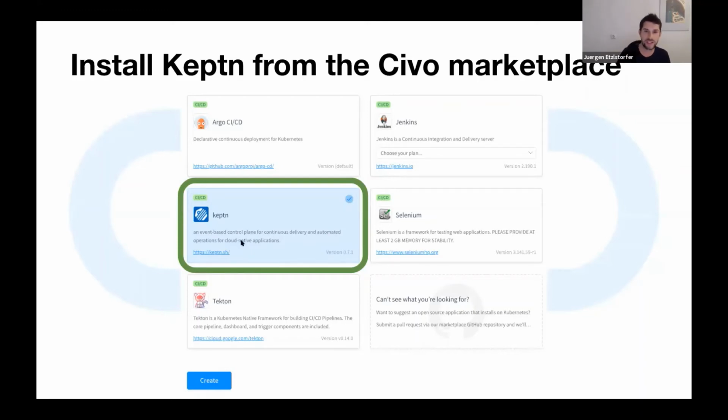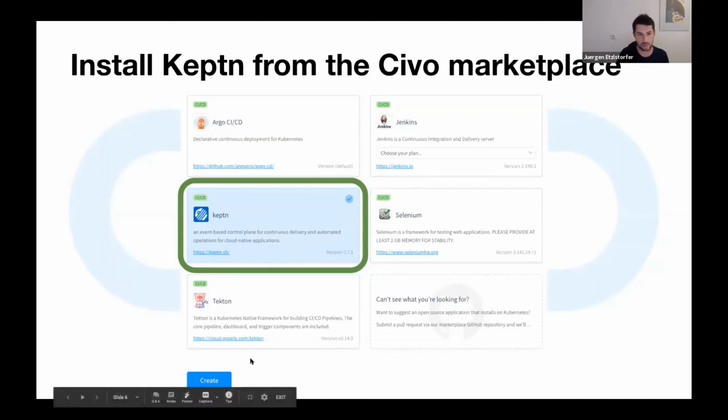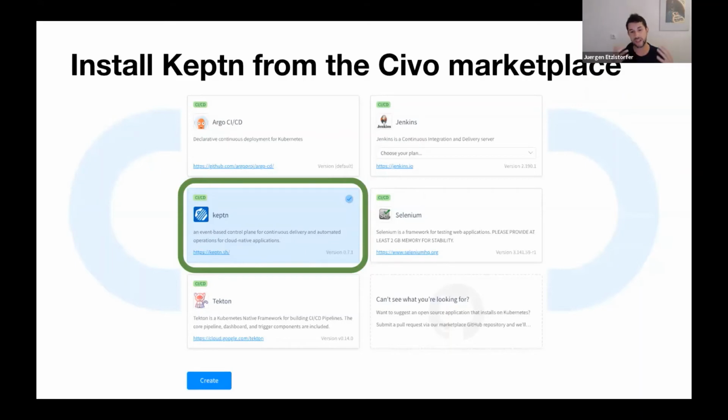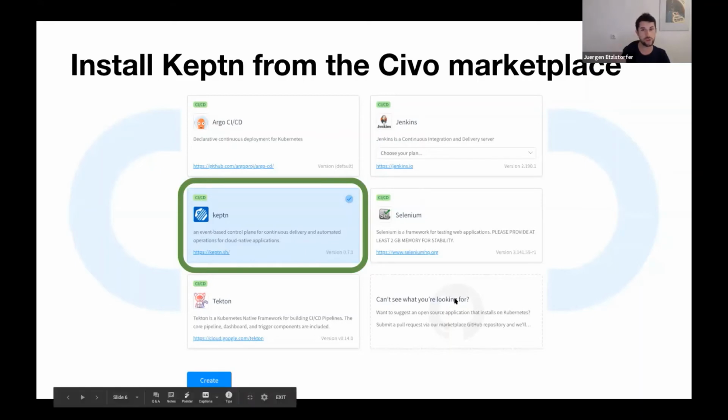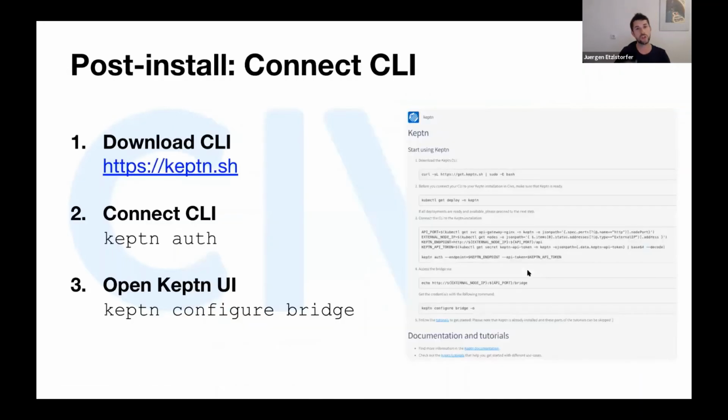So Keptn is now listed in the CI/CD section of the Civo Marketplace. And just by clicking on this and clicking on the Create button, you will get a new cluster with Keptn already installed. And I have to say, it's really the advertised experience that really works. So I was really surprised how easy it is to contribute, first of all, to the Civo Marketplace, but also how to use it. So once you use it, we have a couple of post-install steps.